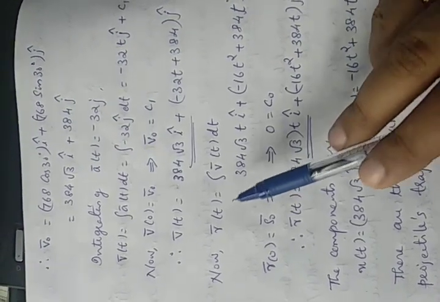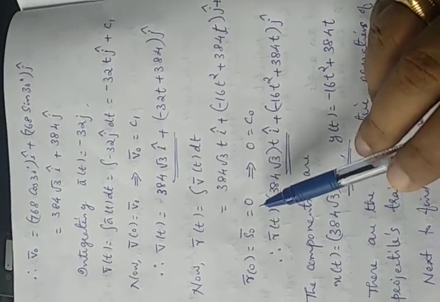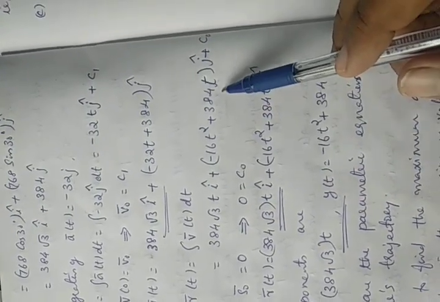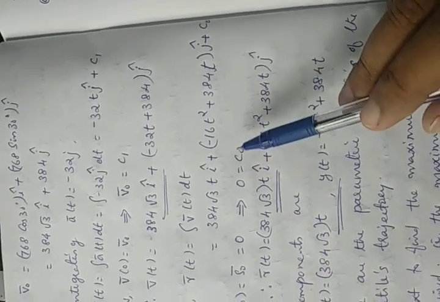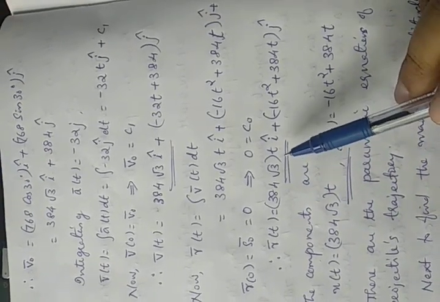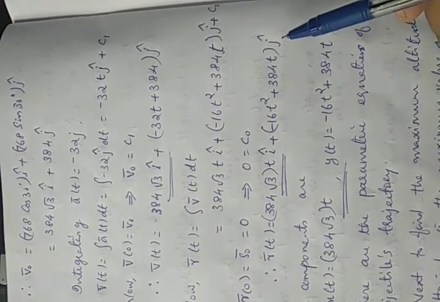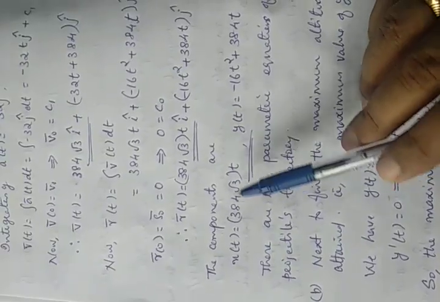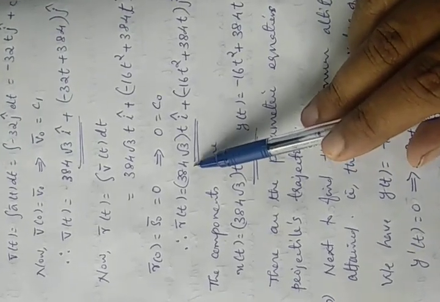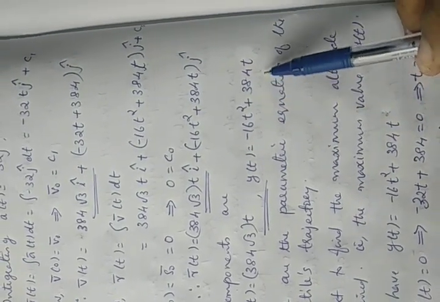So putting t equal to 0, the left-hand side r of 0 means 0, and on the right-hand side the first term is 0 and the second term is also 0, so only c naught remains. So we get c naught is equal to 0. So we have r of t is equal to 384 root 3 t vector i plus (minus 16 t squared plus 384 t) vector j. So this is our vector function. Now the parametric equations are x of t is equal to 384 root 3 t and y of t is equal to minus 16 t squared plus 384 t.